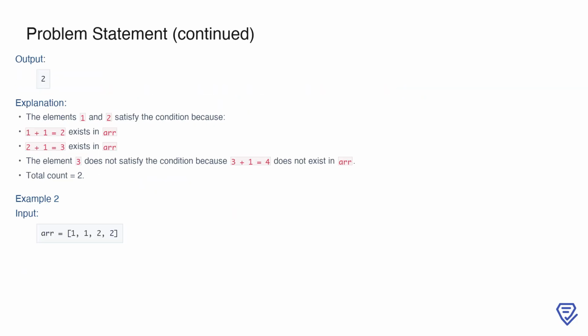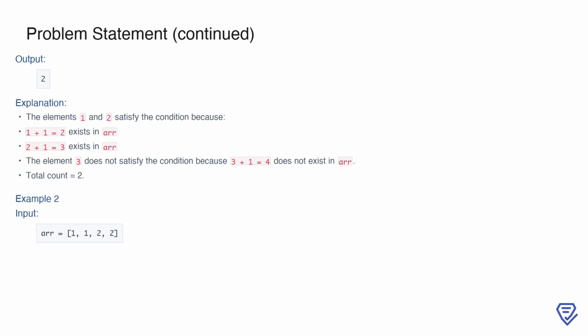For instance, consider the example where the input array is 1, 2, 3. The output for this case is 2. This is because the elements 1 and 2 satisfy the condition: 1 plus 1 equals 2 exists in the array, and 2 plus 1 equals 3 also exists in the array. However, the element 3 does not satisfy the condition because 3 plus 1 equals 4 is not present in the array. So, the total count of elements meeting the condition is 2.